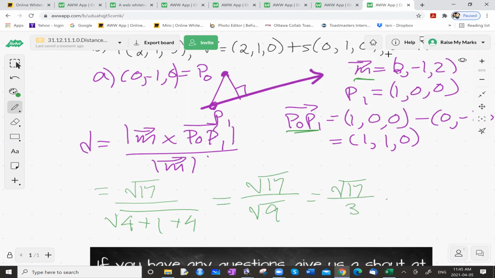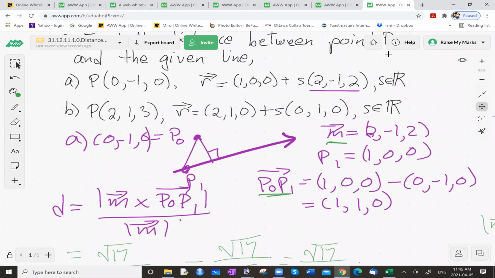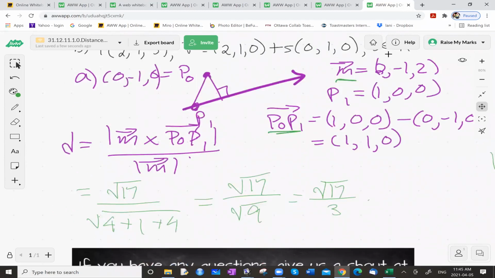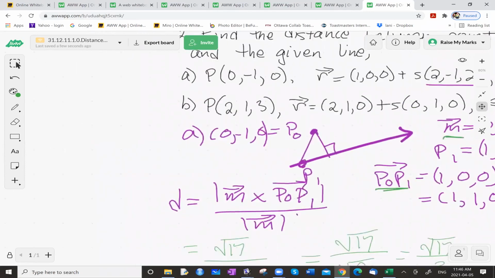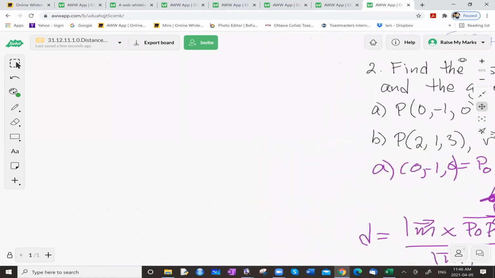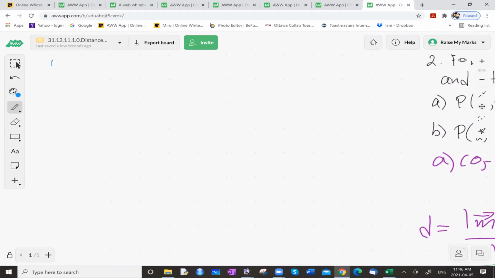So the distance from our point P in part A, 0, -1, 0, to this line in vector form is given by this expression d, the magnitude of the cross product of our direction vector and the vector P0P1, over the magnitude of the vector m. Our final result is the square root of 17 over 3. Now it looks like we have one more exercise, part B. Let's do that over to the left-hand side where we have a bit more space. Pick a different color. Again, same procedure.